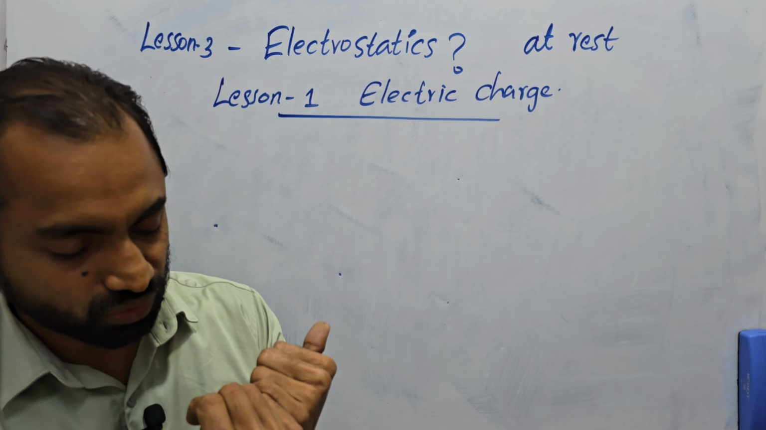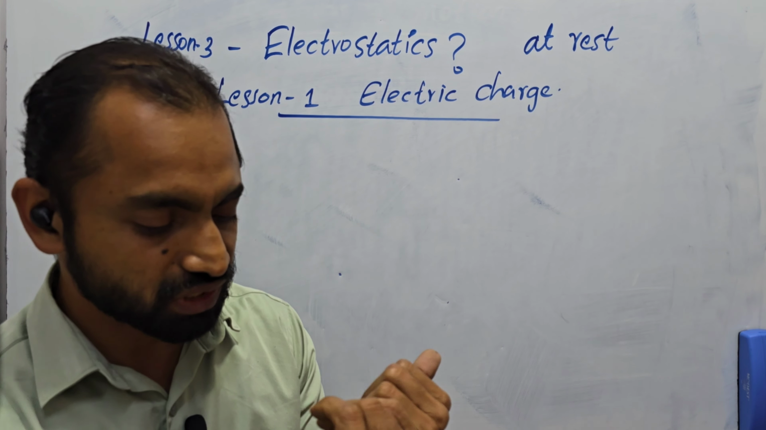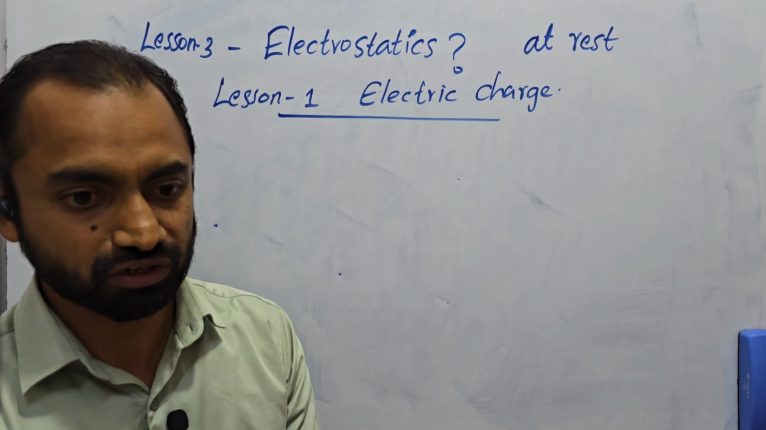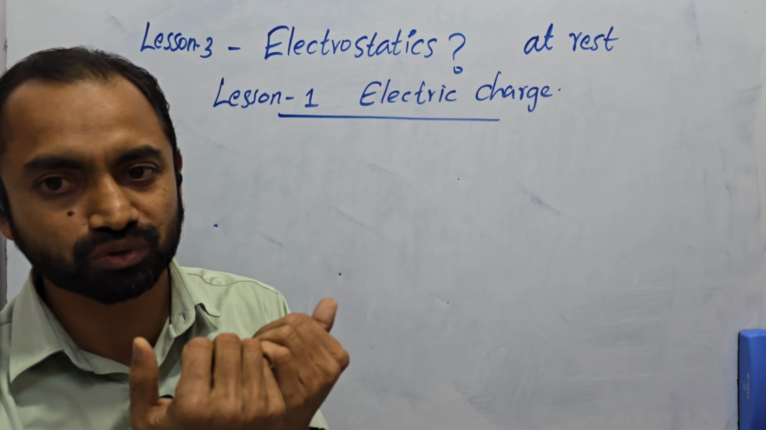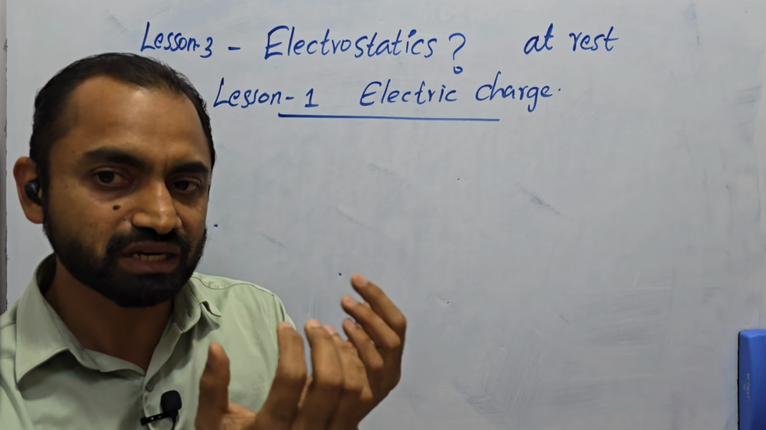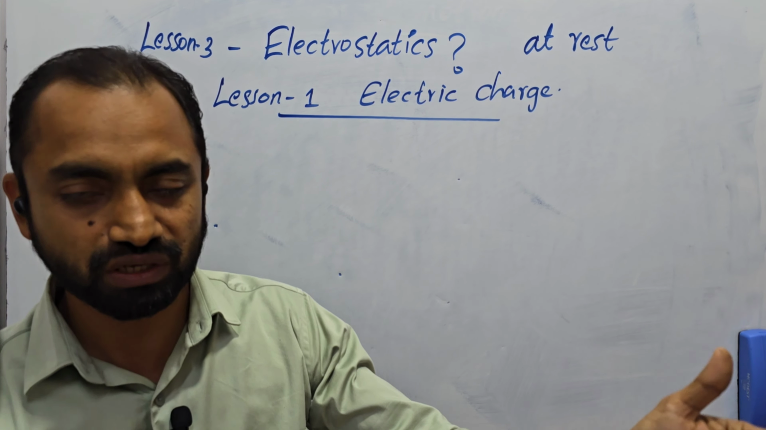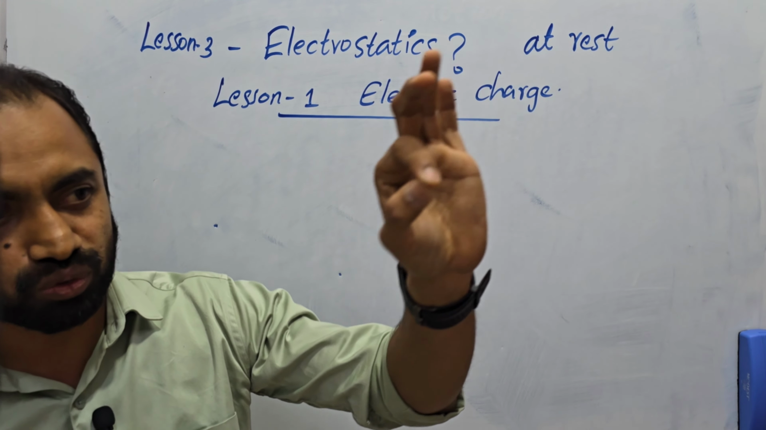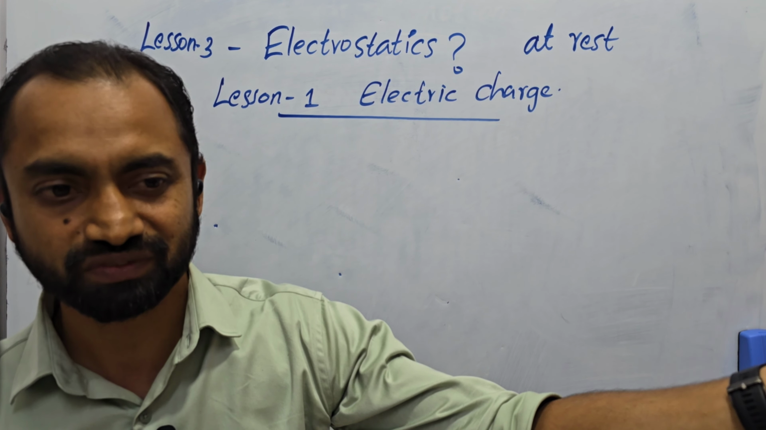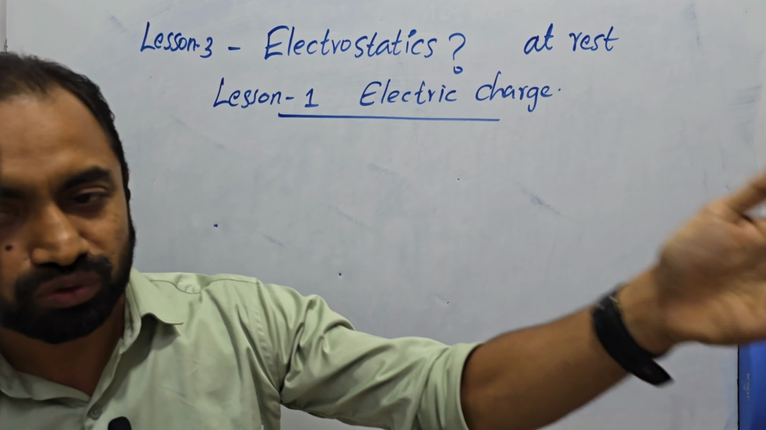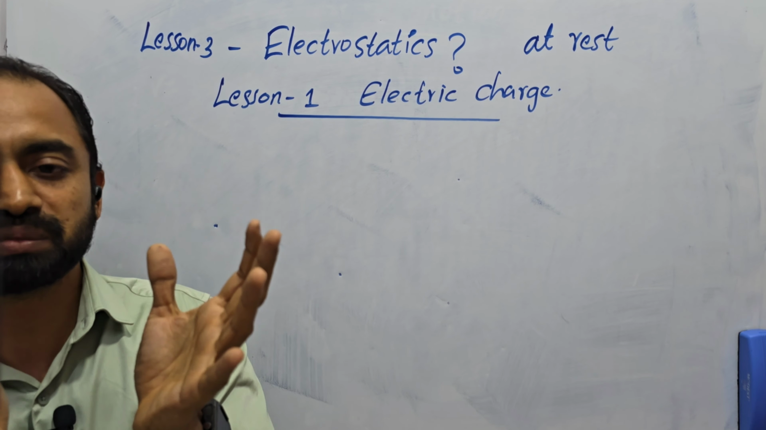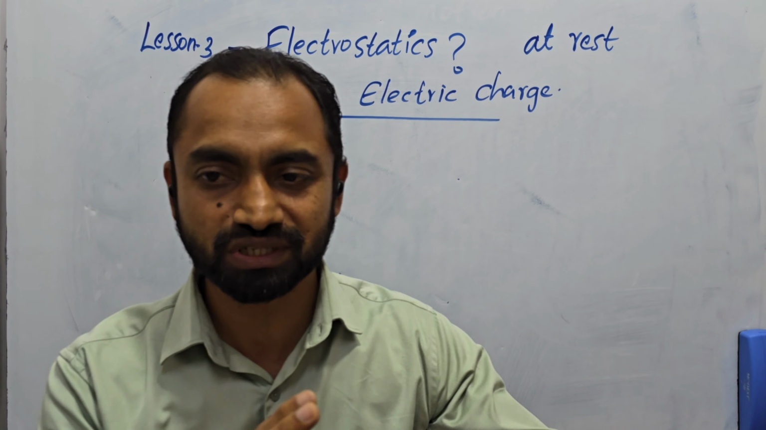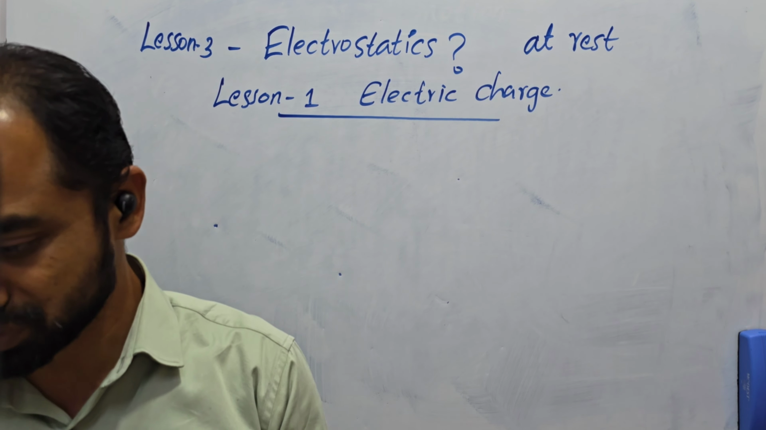So how does an object get a negative charge? By gaining electrons. How does an object get a positive charge? Very good, by losing electrons, not by gaining protons, okay? By losing electrons. So only electrons will be moving into the object or out of the object. If electrons move to the object, it becomes negatively charged. And if electrons move out of the object, it becomes positively charged.